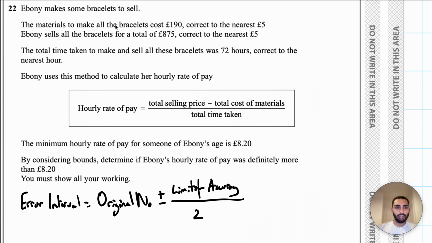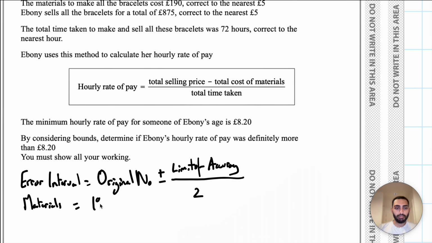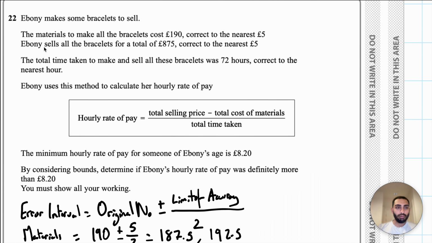So for this first one, it's the materials, which is 190 plus and minus, and it's been rounded to the nearest 5. So I'm doing plus and minus 5 divided by 2. 5 divided by 2 is 2.5. So for the lower bound, 190 take away 2.5 would be 187.5. And for the upper bound, it's going to be 190 plus 2.5, which would be 192.5. That's that one done.